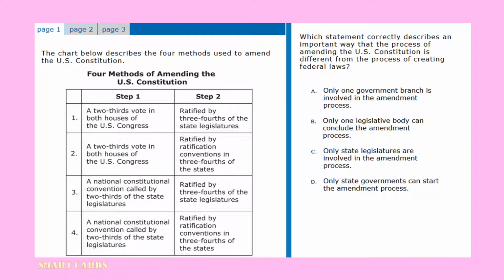The chart below describes the 4 methods used to amend the U.S. Constitution. Which statement correctly describes an important way that the process of amending the U.S. Constitution is different from the process of creating federal laws? As we look at the chart, particularly the column labeled Step 1, in each of the 4 scenarios, we see that it is the legislative branch that's responsible for amending the Constitution, whether it's the U.S. Congress or whether it's a state legislature. That would give us answer option A.